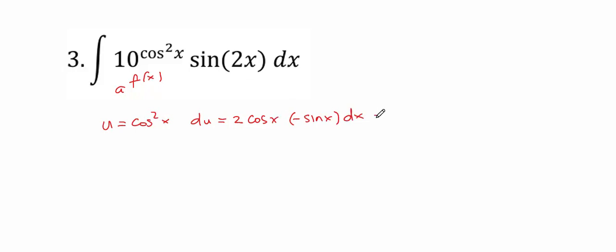Let us rewrite this one. We have negative 2, so we rearrange the factors. This is sine of x, cosine of x, dx. Notice that if you recall the double angle identity for sine.